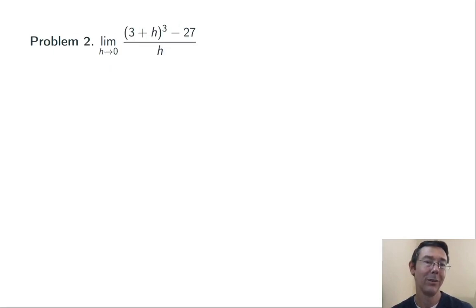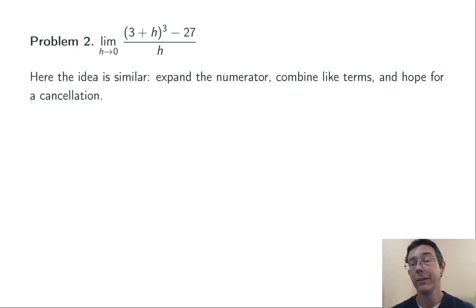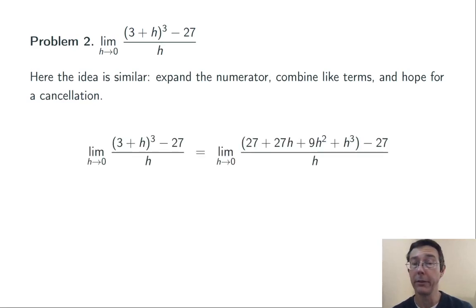Problem 2. Limit as h goes to 0, ((3 plus h) cubed minus 27) all over h. So here the idea is kind of similar. I want to simplify and try and cancel that h. In this case, though, instead of factoring, I need to expand. I need to FOIL out the (3 plus h) cubed. In this case, probably what I want to do is do (3 plus h) squared and then multiply it by 3 plus h. Overall, I get 27 plus 27h plus 9h squared plus h cubed. And then, of course, there's still that minus 27 at the end on that numerator.